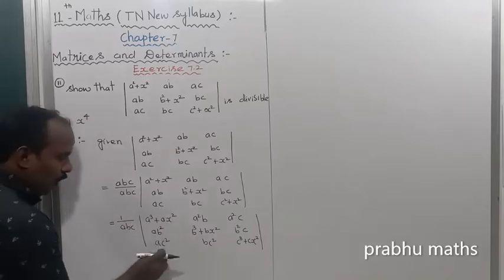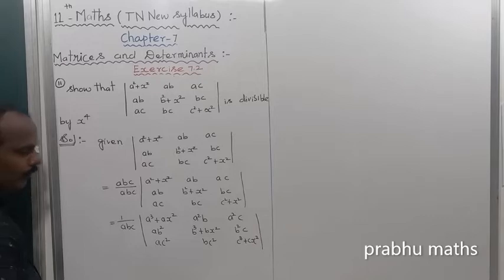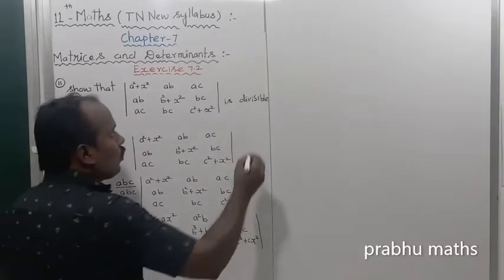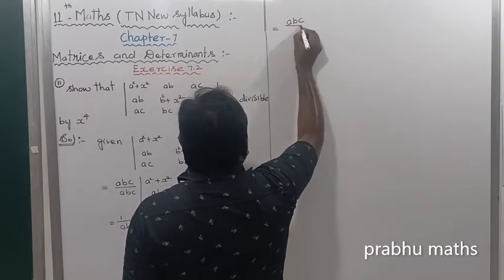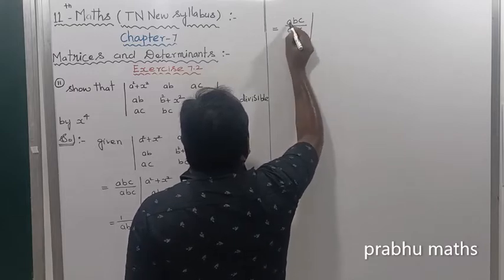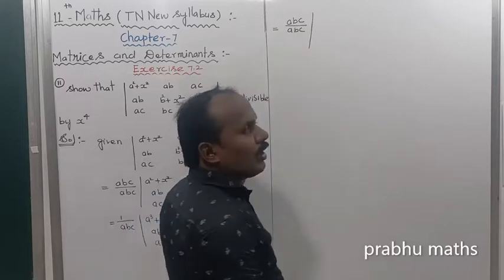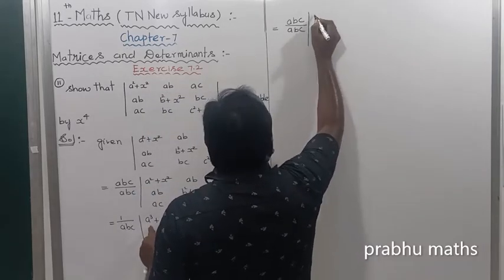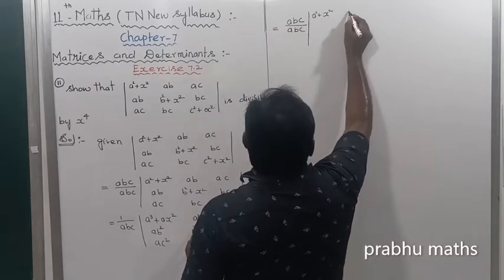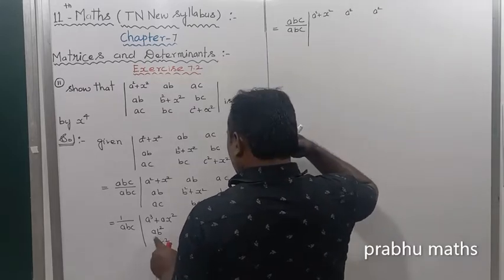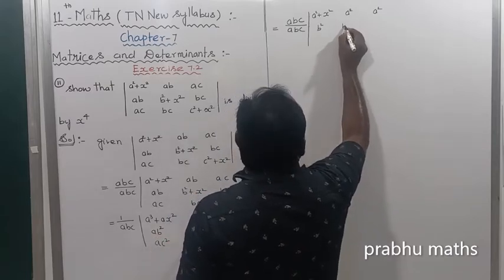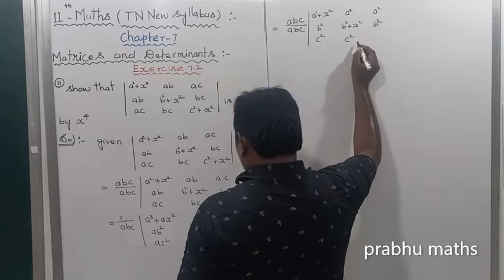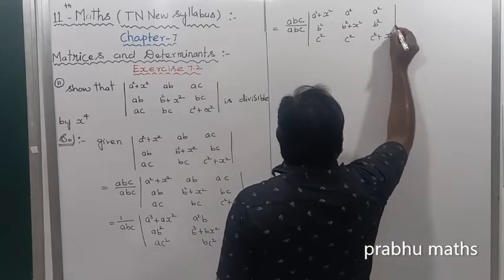Next, the common value of C1 is a, the common value of C2 is b, and the common value of C3 is c. So let us take these outside, abc divided by abc. The remaining determinant is a²+x², a², a²; b², b²+x², b²; c², c², c²+x².